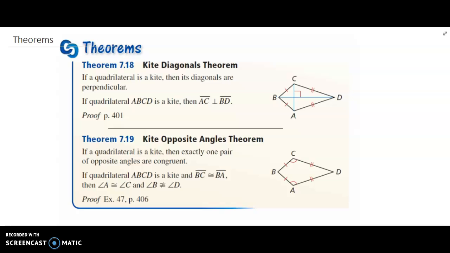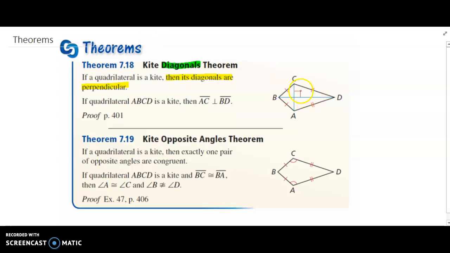All right, so this second half of 7.5 is going to focus on the kite. So we have two theorems regarding the kite. We have the kite diagonals theorem, and then we have the kite opposite angles theorem. The kite diagonals theorem tells us if a quadrilateral is a kite, then its diagonals are perpendicular.